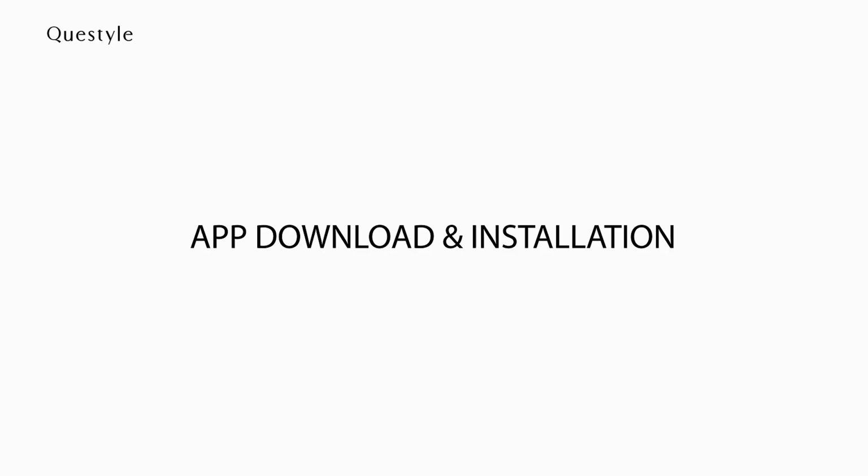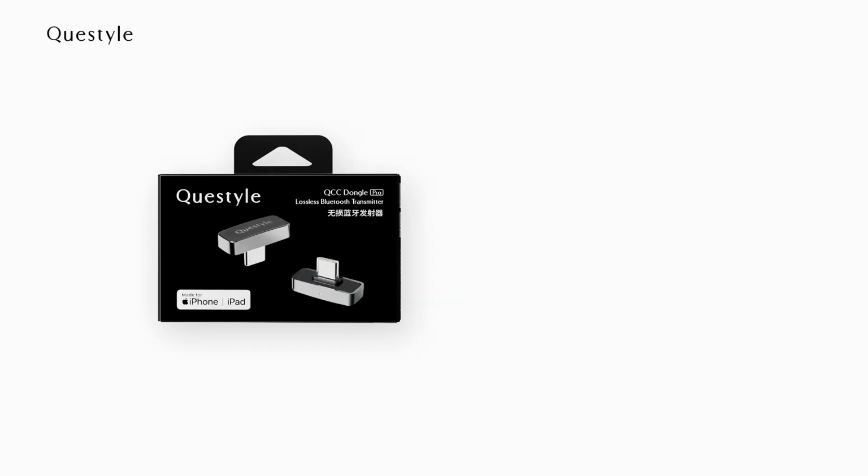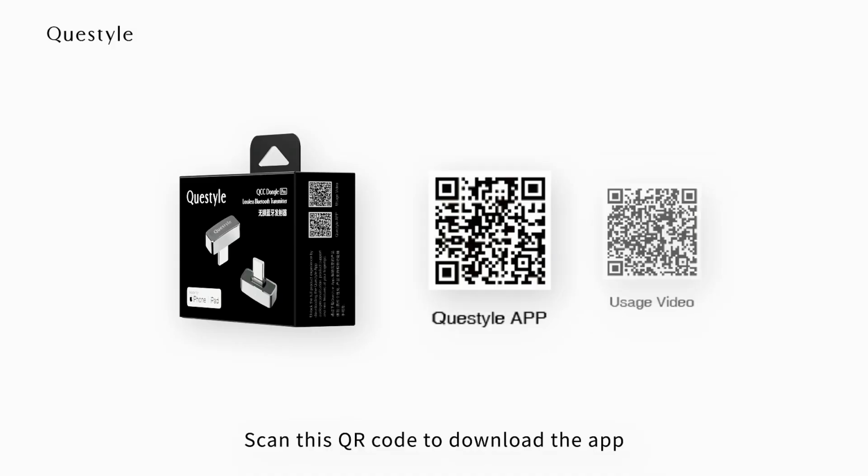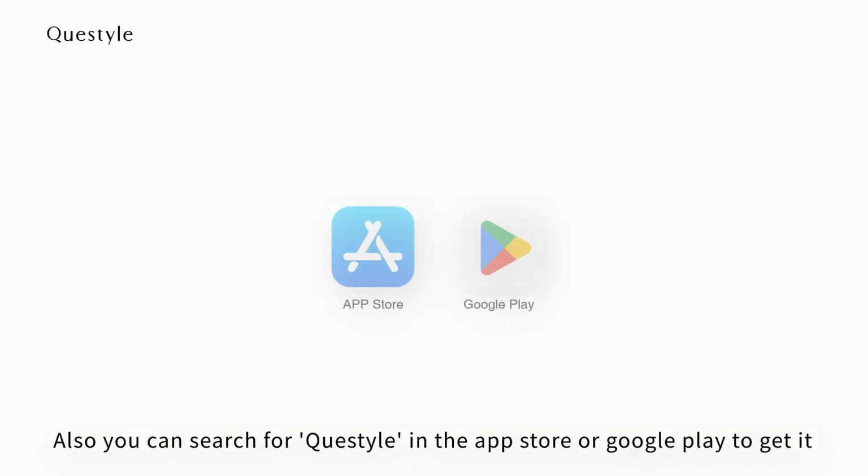Download and installation. Scan this QR code to get an operation video. Scan this QR code to download the app. Also, you can search for Questyle in the App Store or Google Play to get it.